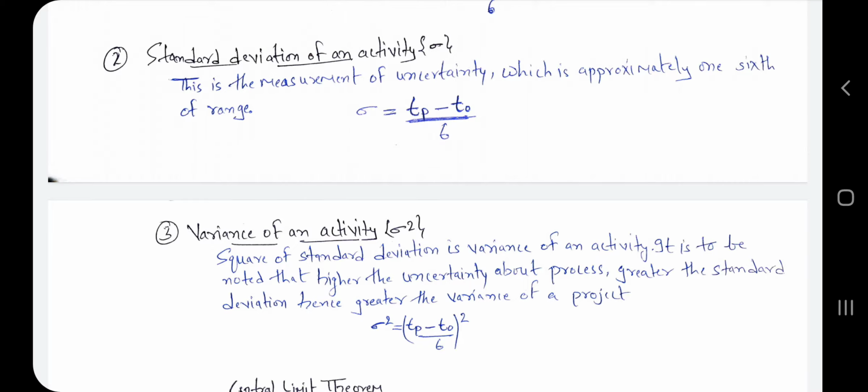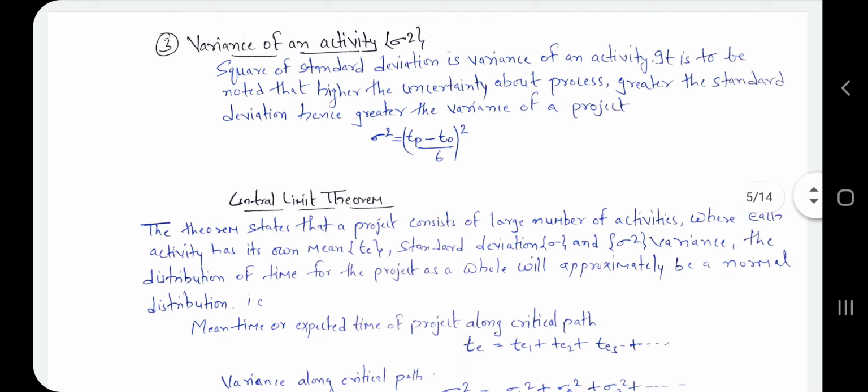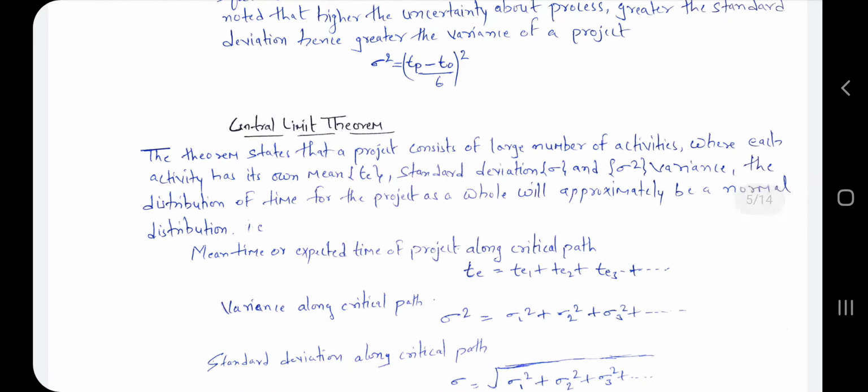Now we have seen one theorem, that is the central limit theorem. Let's see the statement of this theorem. The theorem states that if a project consists of a large number of activities where each activity has its own mean, standard deviation, and variance, the distribution of time for the project as a whole will approximately be a normal distribution. It means if we want to complete a project, there are a number of events and activities, so a project consists of a large number of activities.